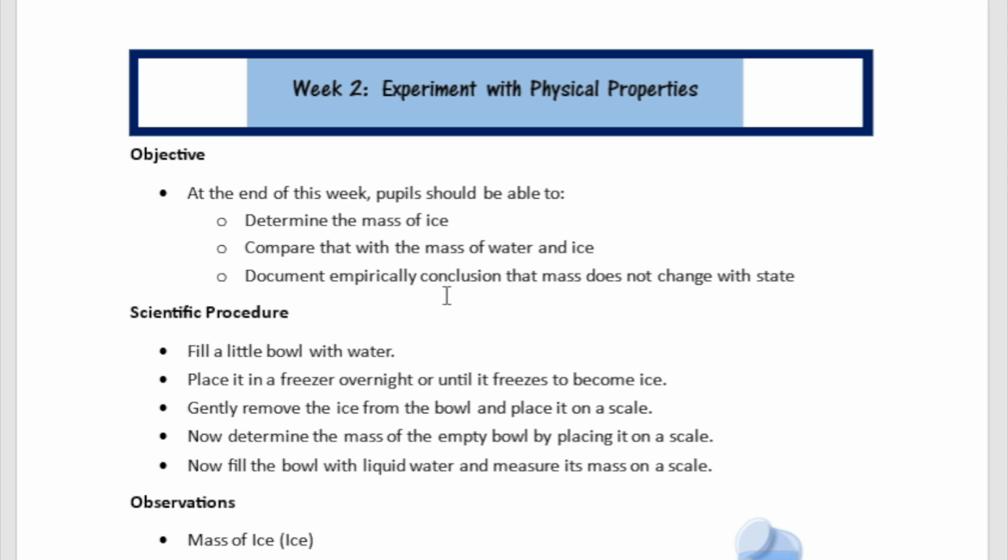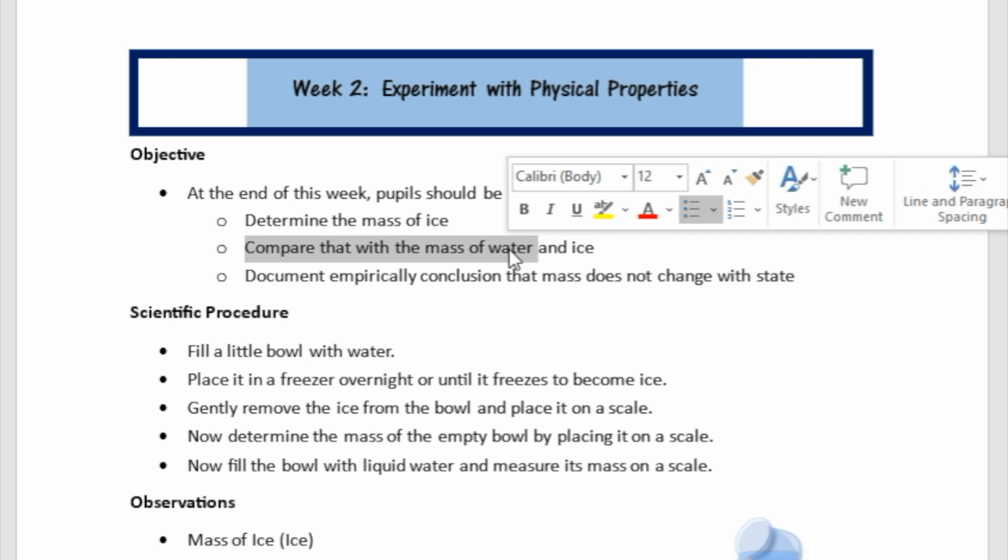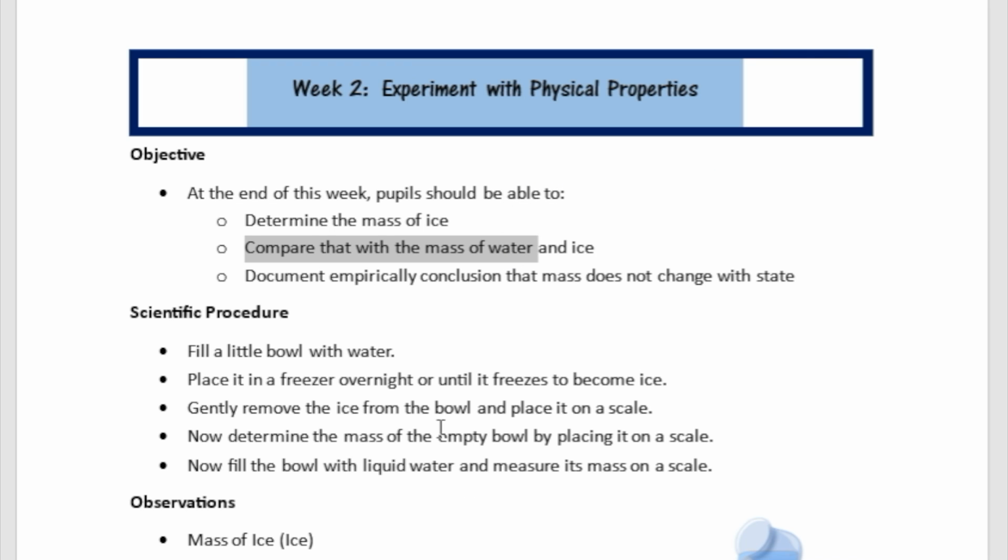Well, what is the matter that we're going to be talking about today? You're going to be determining the mass of ice, okay? Scientifically, you want to see how heavy your ice is. Then you are going to compare the mass of water and ice, and document empirically what your conclusion is. You are going to find out that mass really doesn't change with state.